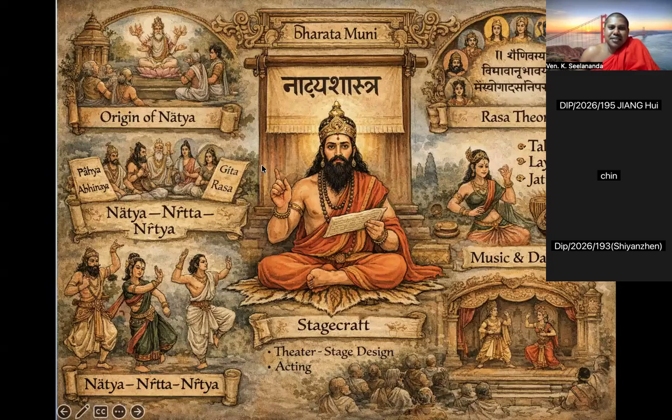This is Bharata Muni, you can see here. And his famous work is Natya Sastra. Actually, as I previously mentioned, his main purpose is not to introduce rhetoric, Sanskrit rhetoric, but his main purpose is to introduce drama, the science of drama.